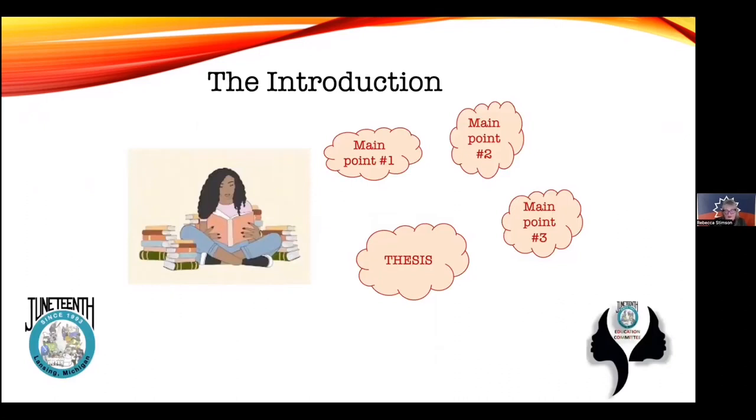The introduction is your first paragraph. Your introduction contains your thesis and the 3 main points you will make in your essay, one main point for each one of the 3 body paragraphs that follow. You may have more than 3 body paragraphs. Just remember to include the main point for each paragraph in your introduction. It's important to tell your reader what to expect.